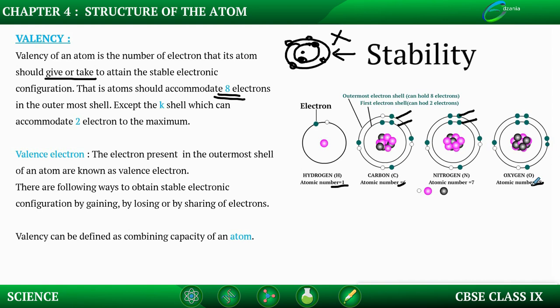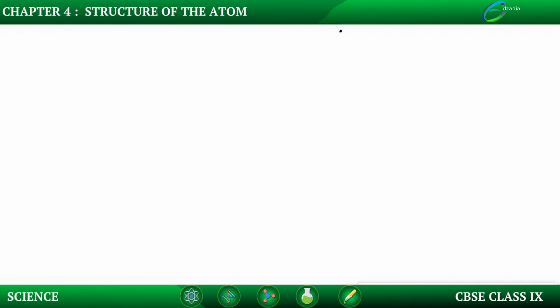There are following ways to obtain stable electronic configuration. I have already mentioned that in order to attain stable electronic configuration, an atom will gain, lose or share electrons. And this capacity of the atom is called the valency of the element. Let us solve a few questions that are related to valency. How will you find the valency of chlorine, sulfur and magnesium?